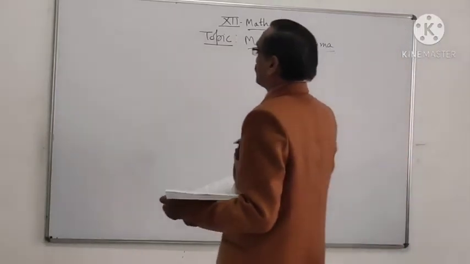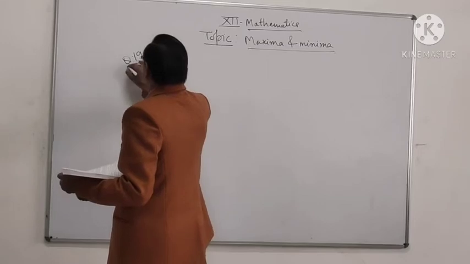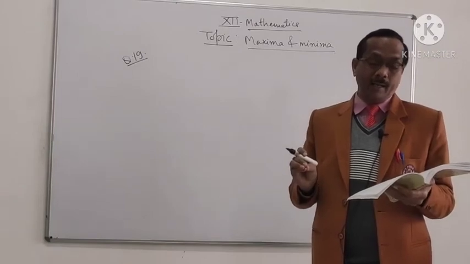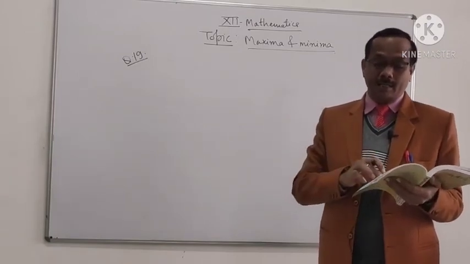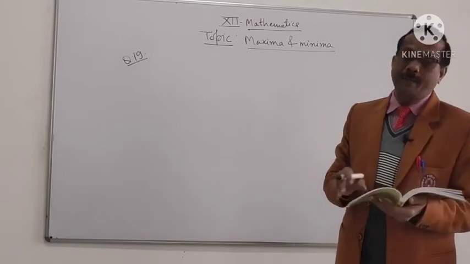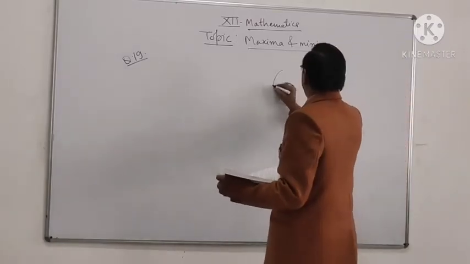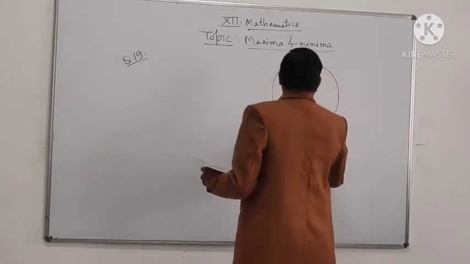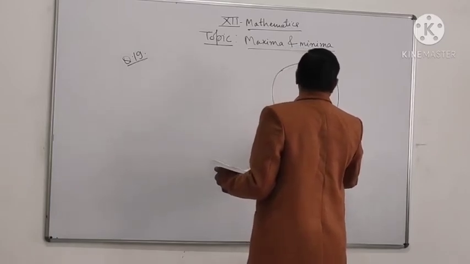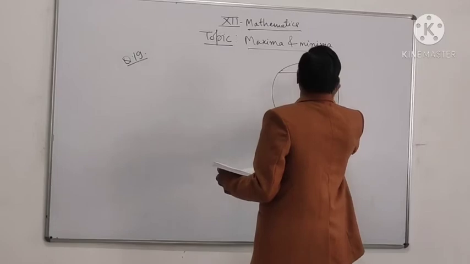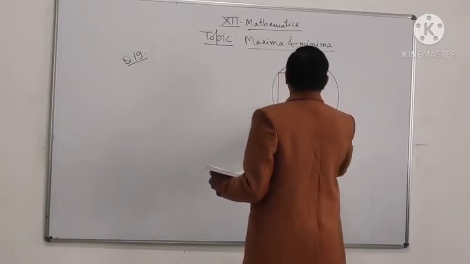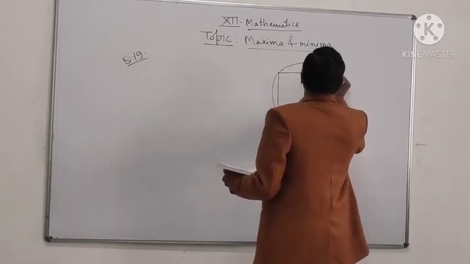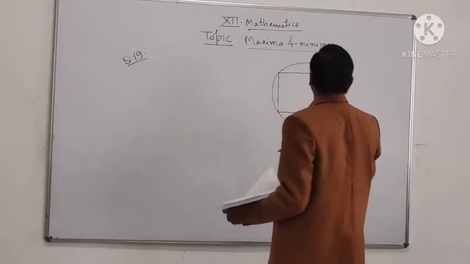Student, now next is question number 19. Question is, show that of all the rectangles inscribed in a given circle, the square has the maximum area. So here rectangles are inscribed in a circle. We will prove that the area of the rectangle will be maximum when it is square.